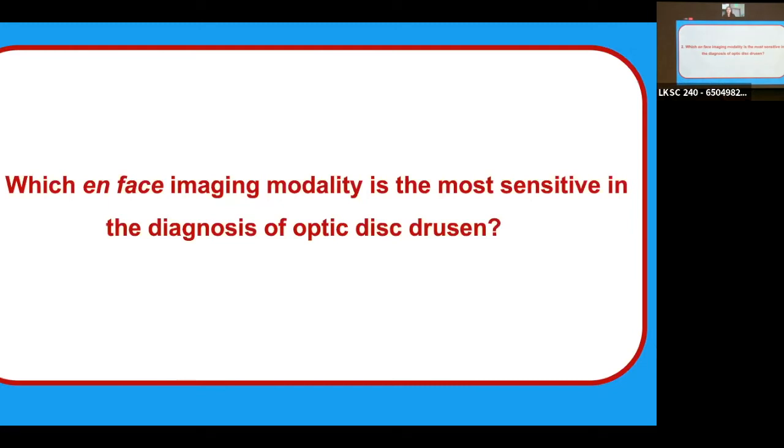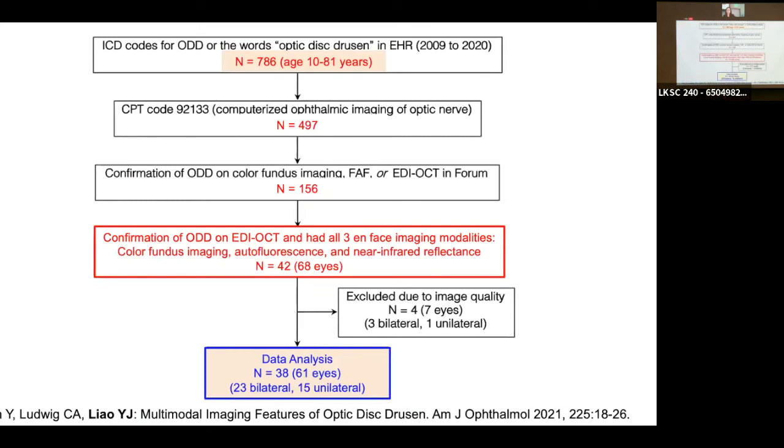So which en face imaging modality is the most sensitive in the diagnosis of optic disc drusen? We did a study looking at just the Stanford data set. So this is just a retrospective study using our pretty nicely set up mechanism called STAR. You basically look at all the patients with a particular diagnosis of optic disc drusen, or by natural language processing, you could pick out notes. So sometimes it's no drusen, but you have to go through that.